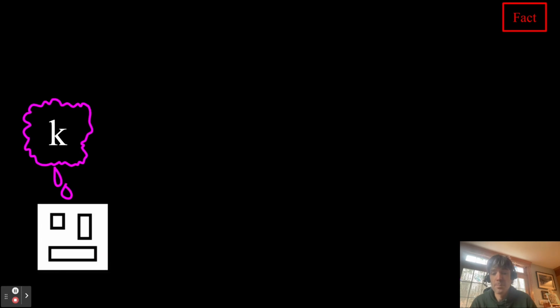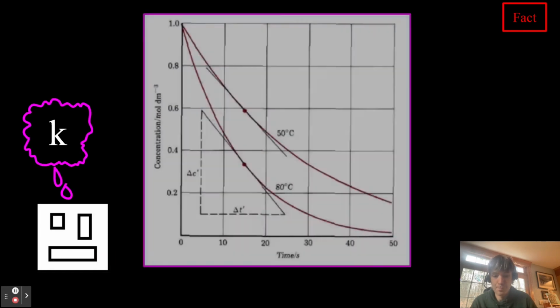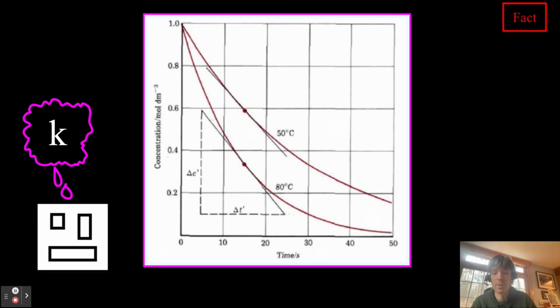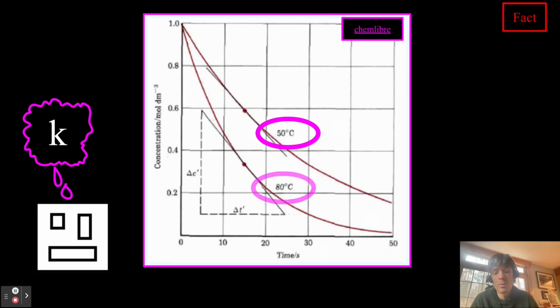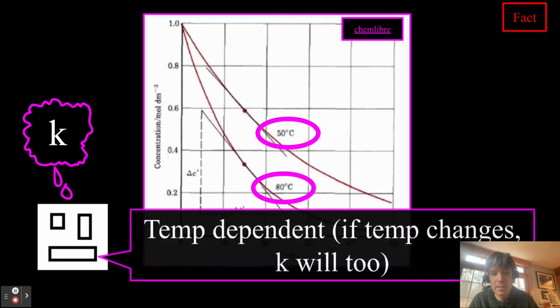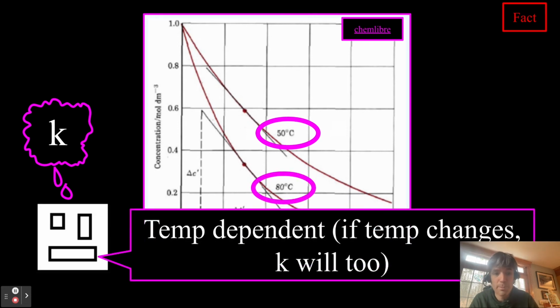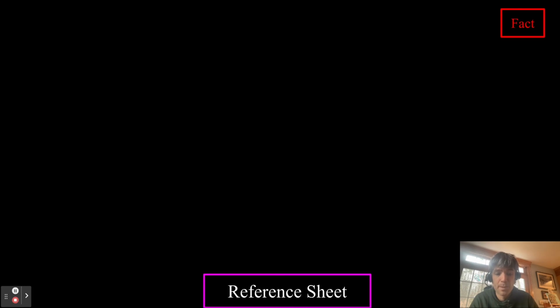Now, the next thing to know about K is you look at this graph here. This comes from ChemLibra. I'm not sure if you're going to be able to click on that. This is the hyperlink. You'll notice two temperatures. That's because K is temperature dependent. If I change the temperature, I'm going to change the value of K.